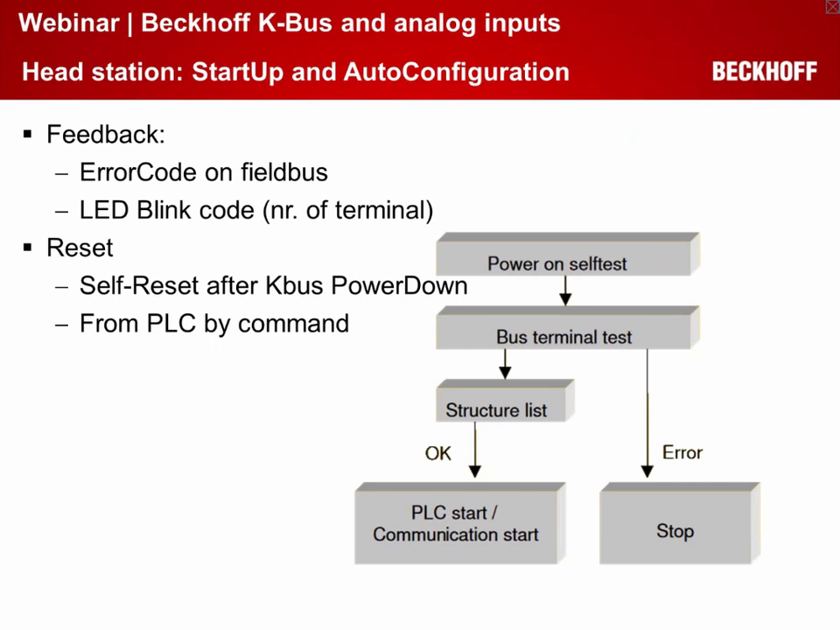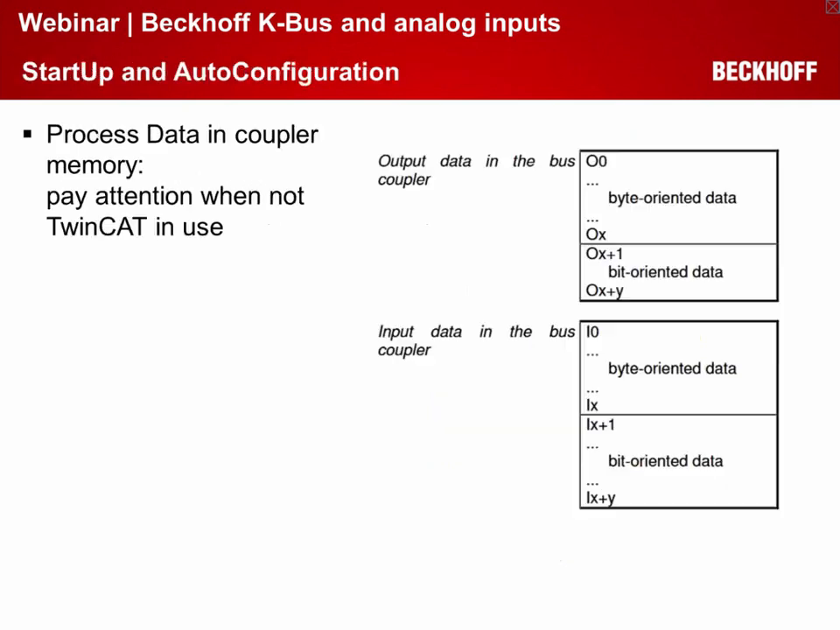Sometimes you need a reset of the station. For example, when you pull out some terminal, then you can set in the coupler that there is a self-reset after the K-bus power down, or you do the reset by the PLC by a command for yourself. And so let's come to the technical parts.